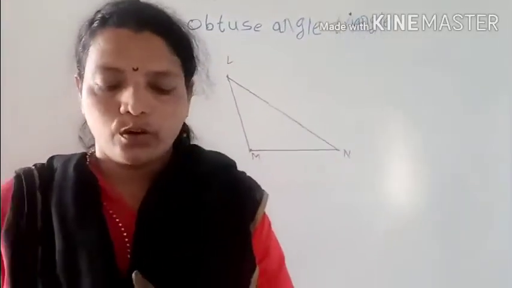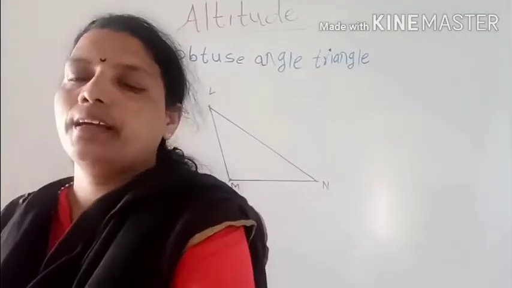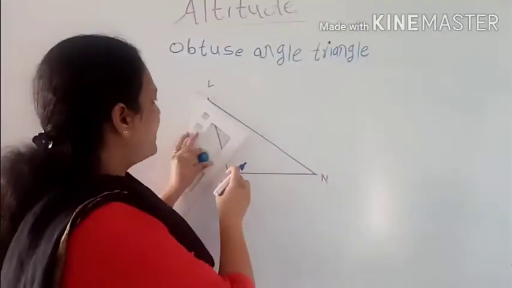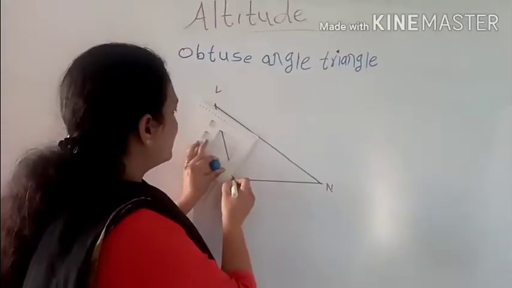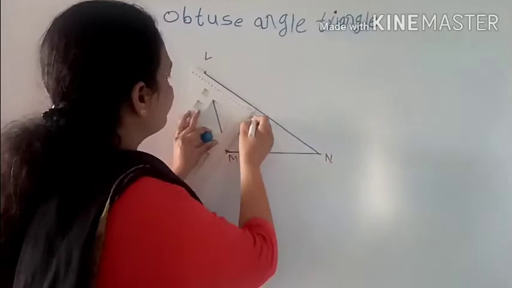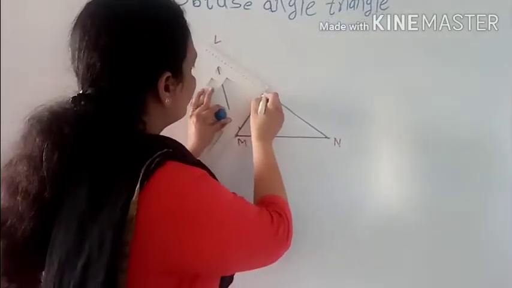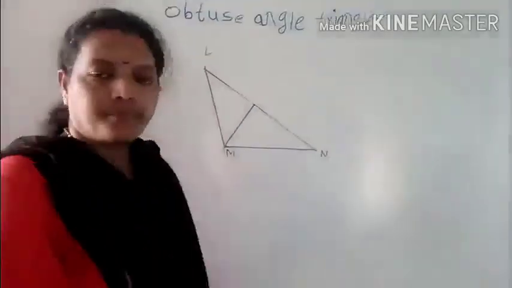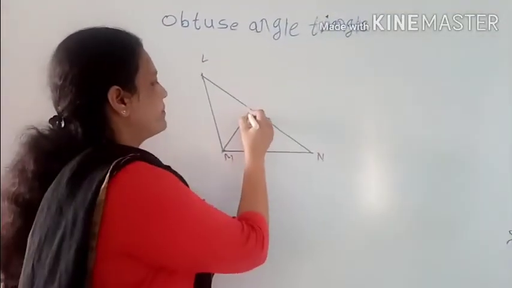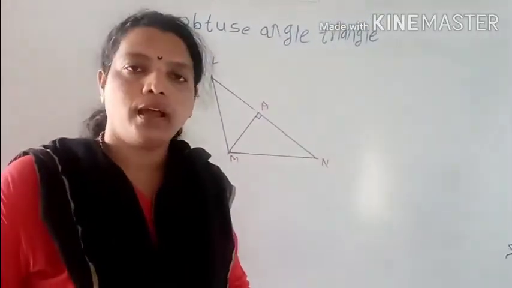Now we will draw the altitude from point M. So we will take the set square again, with the perpendicular end on LN and the other end coming to M. So the first altitude is ready. We will give the name A. So MA is perpendicular to LN.